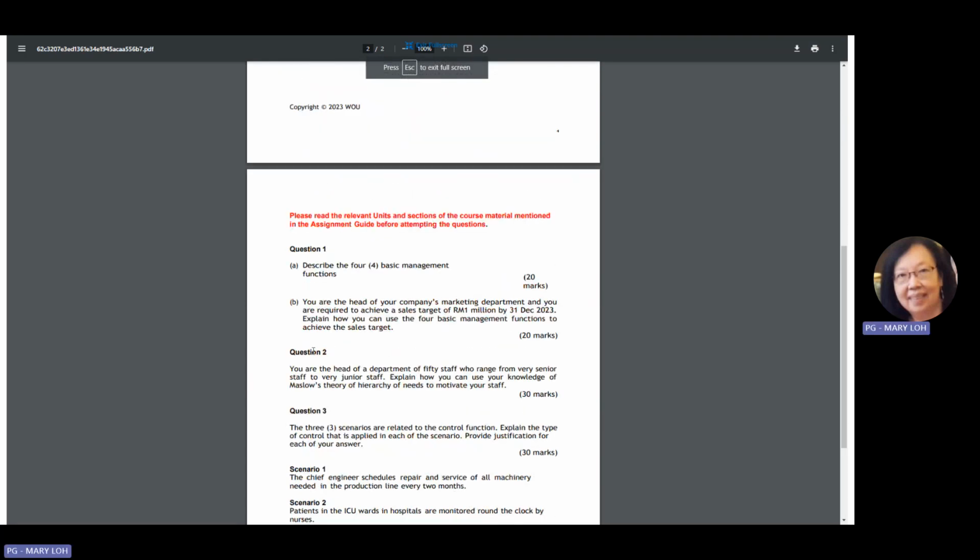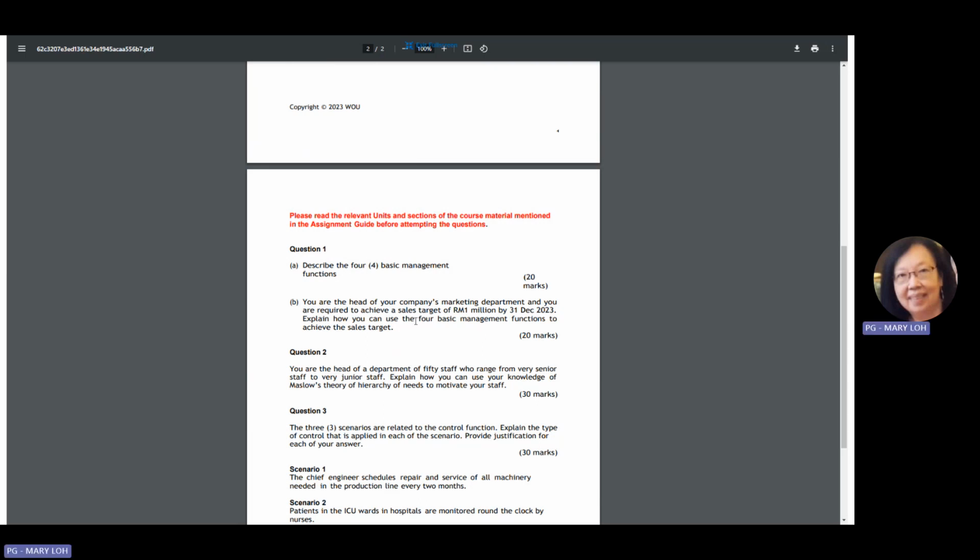If we look at question 1B, it says that you are playing the role. You have to assume the role of the head of your company's marketing department. That means if you are the head of the marketing department, you are the marketing manager. Imagine you are the marketing manager and you are required to achieve the sales target of RM 1 million by 31st December 2023. Explain how you can use the 4 basic management functions to achieve the sales target.